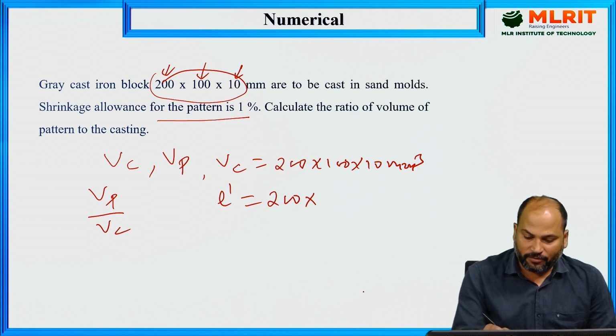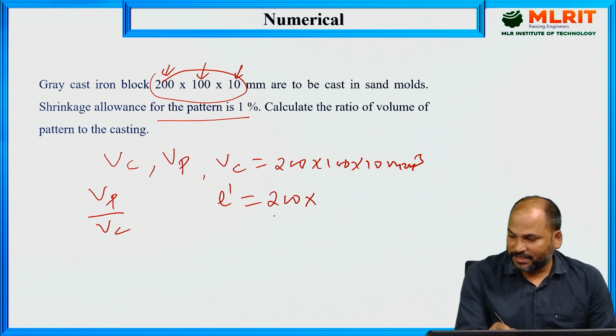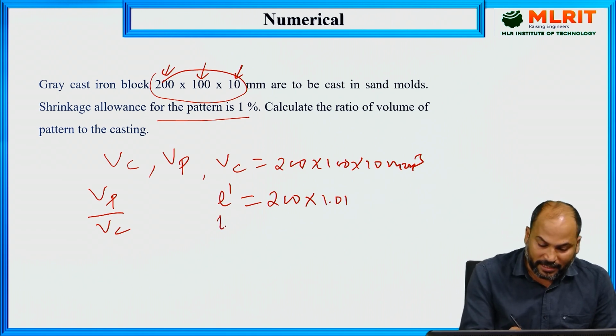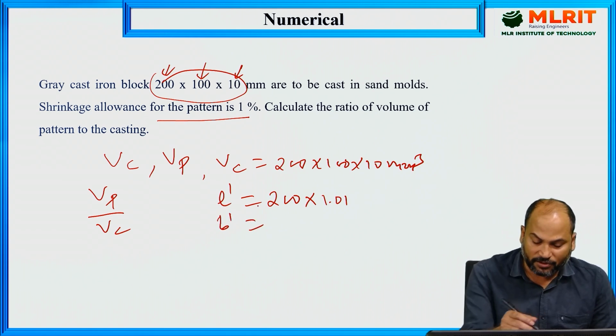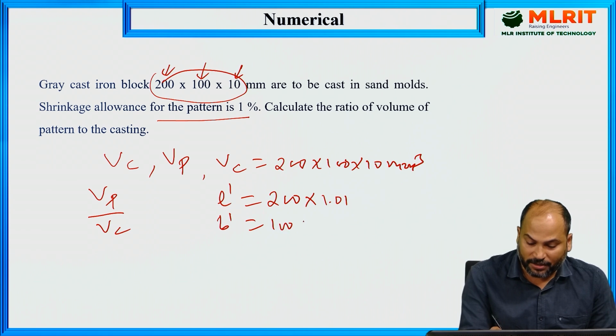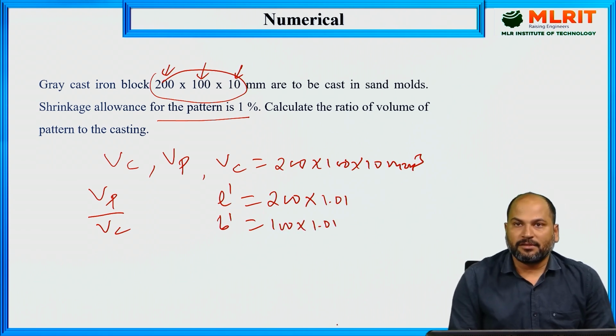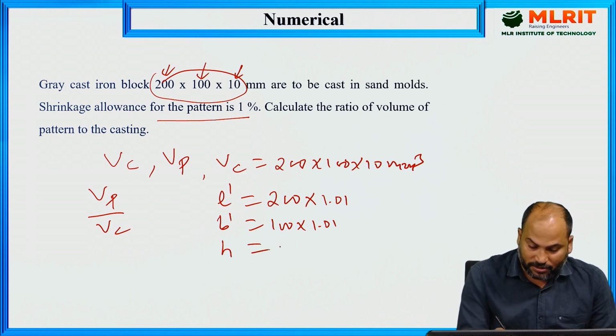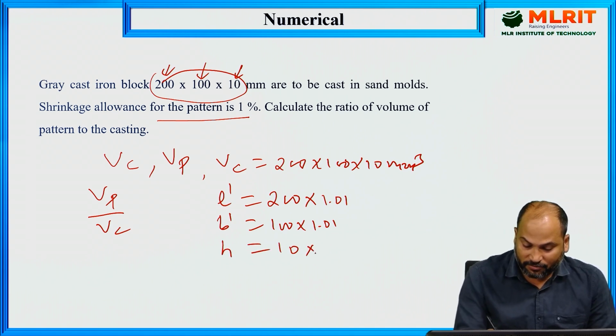0.01. So what will be the total dimension? I mean, what will be the change in this one? So it will be simply 200 into 1.01. Similarly, what will be the breadth? The second dimension, the initial value is 100, so it will be 100 into 1.01. And the third dimension, thickness or the height, we are taking h, which is 10 initially, so it will be 10 into 1.01.